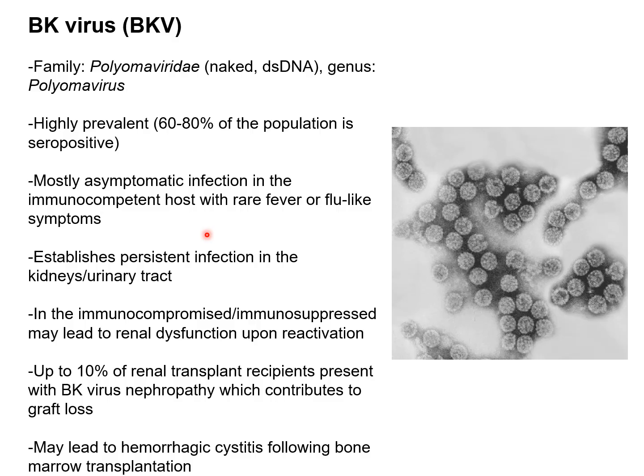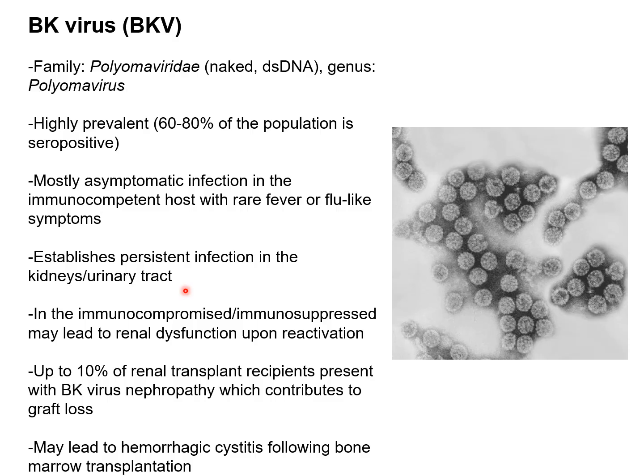If somebody already has this virus, like most of us, and then they become immunosuppressed, or they have some disease that leads to immunocompromisation, this could lead to renal dysfunction upon reactivation of the virus when it becomes full blown as an infection. About 10% of renal transplant recipients present with BK virus nephropathy, and that's because they are on immunosuppressive drugs after being transplanted with the kidney. And this, of course, contributes to graft loss.